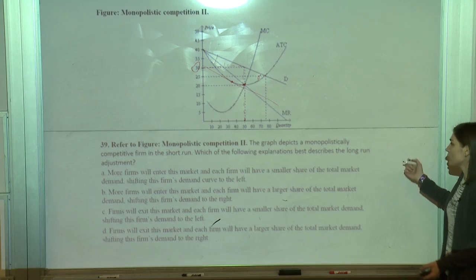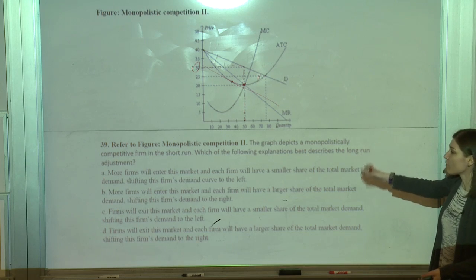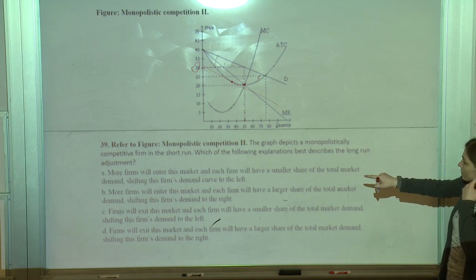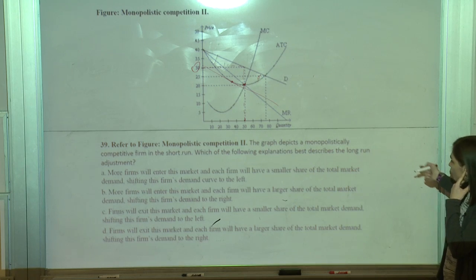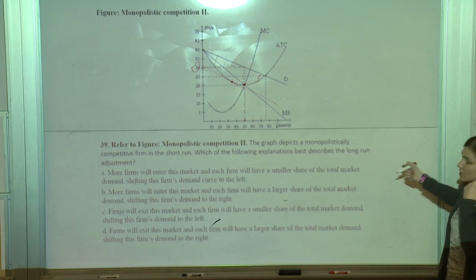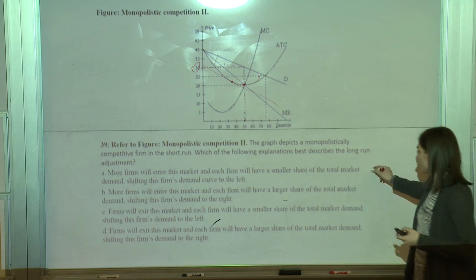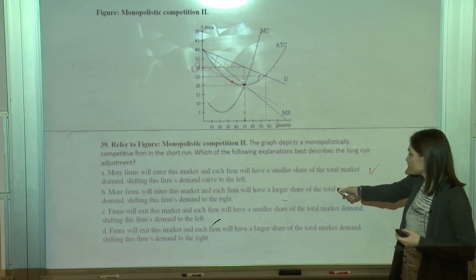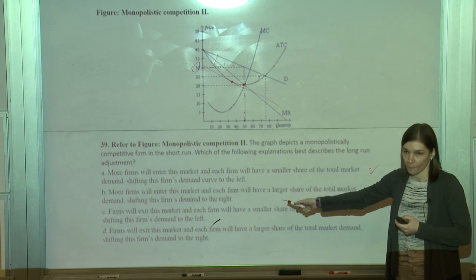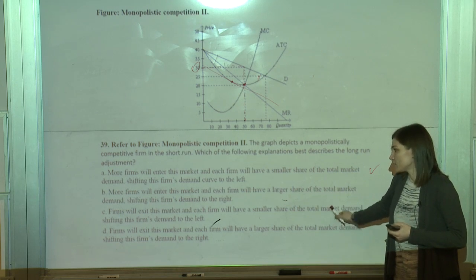Right. So to answer the question, in the long run, because they're making profits, more firms will enter this market. Each firm will have a smaller share of the total market demand, shifting the firm's demand curve to the left. That's actually true, right? That's exactly what happened. More firms will enter, and each firm will have a larger share. That's not true. And then the exit is also not true.